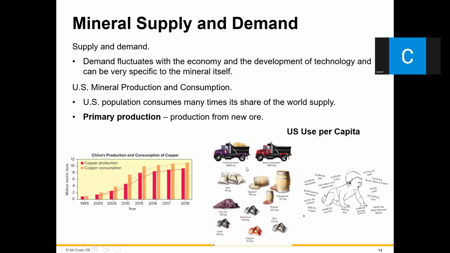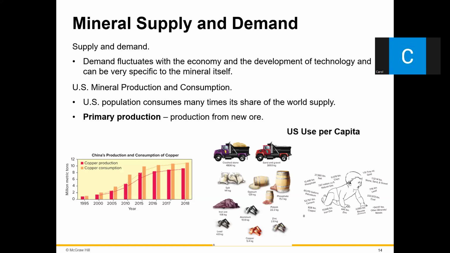All right. Now we are going to the economics portion of mining. So the economics comes down to supply and demand. Supply and demand is, simply put, the more supply you have, the lower the cost of the item. And the more demand you have, the higher the cost of the item. So if you have more demand than supply, the cost goes up. More supply than demand, cost goes down.